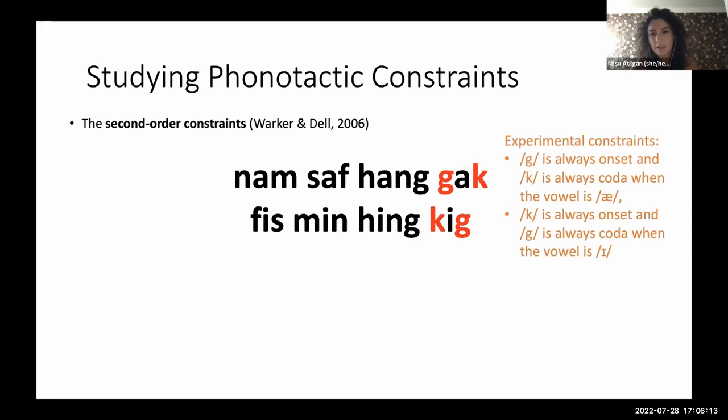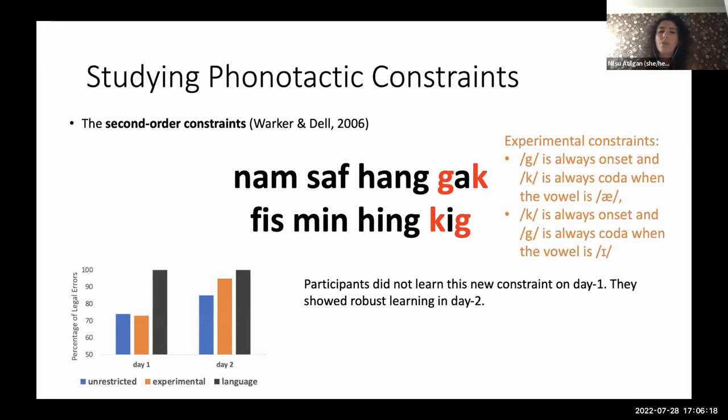The people recited these sequences and the researchers looked at their speech errors. What they found this time was that on day 1, there was no sign of learning. The pattern of legality of errors between the experimental constraints and the unrestricted group was almost exactly the same. But on day 2, they showed a very robust sign of learning, as the legality of errors in experimental constraints approached the language-wide constraints. Several studies replicated this pattern of learning on day 2.